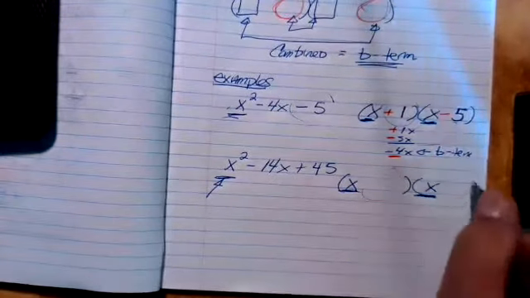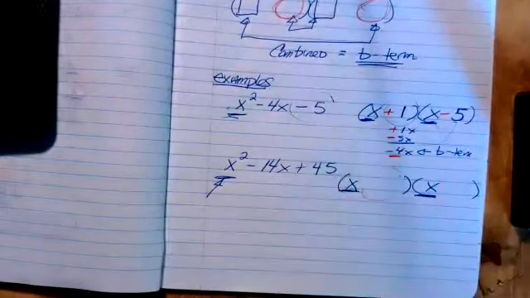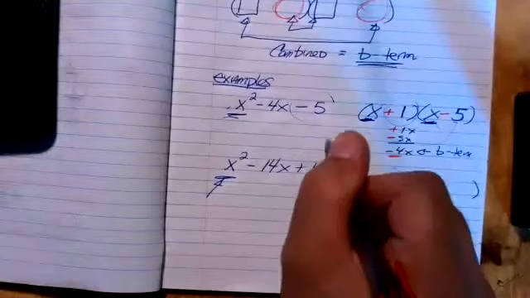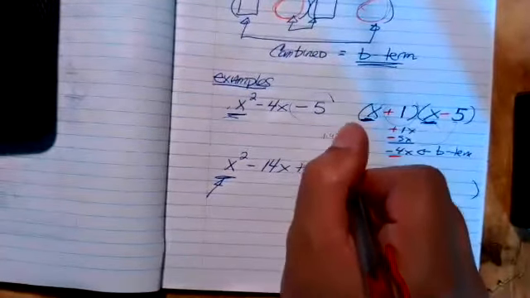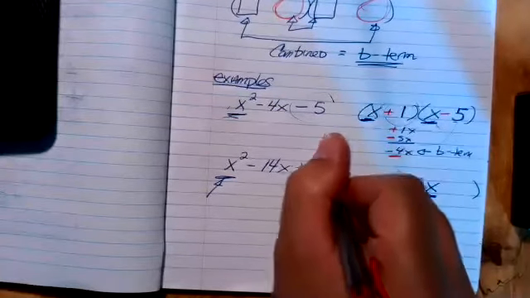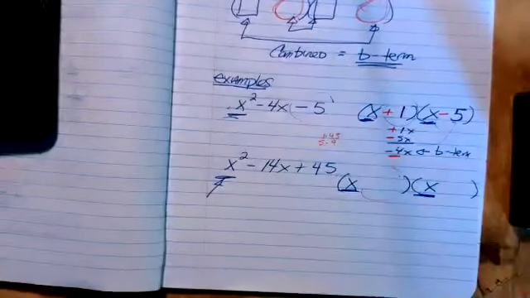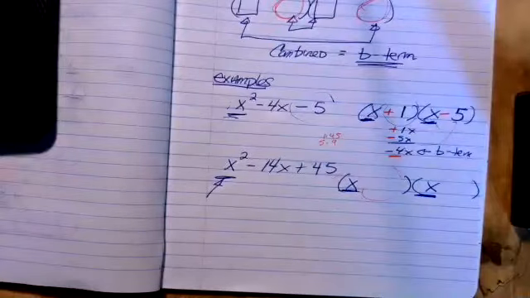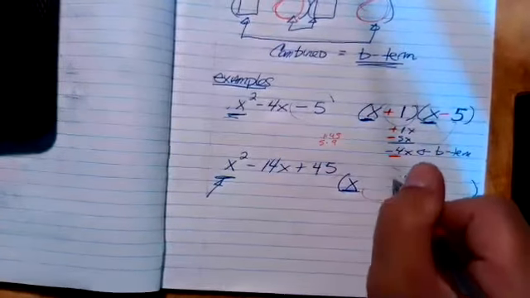What I put here and what I put here has to give me 45. So I have a lot of different combinations. I could do 1 times 45, not a whole lot, and 5 times 9, or 9 times 5 and 45 times 1. Let's do 9 times 5.